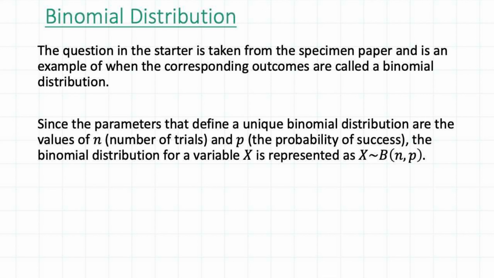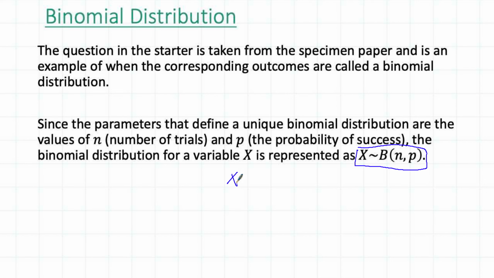Now, the question in the starter was based on a specimen paper. So I've just added an extra question in the beginning just to help us dive into binomial distribution a bit more smoothly. Since the parameters that define a unique binomial distribution are n, the number of trials, and p, the probability of success, those two are what I need. Those are enough to help me compute all the things related to binomial distribution. This is the notation we use to define that something follows a binomial distribution.